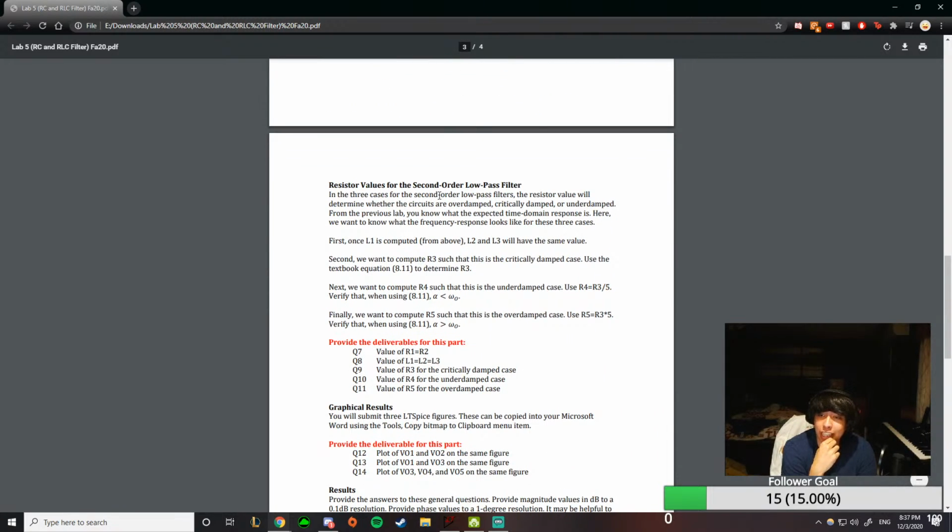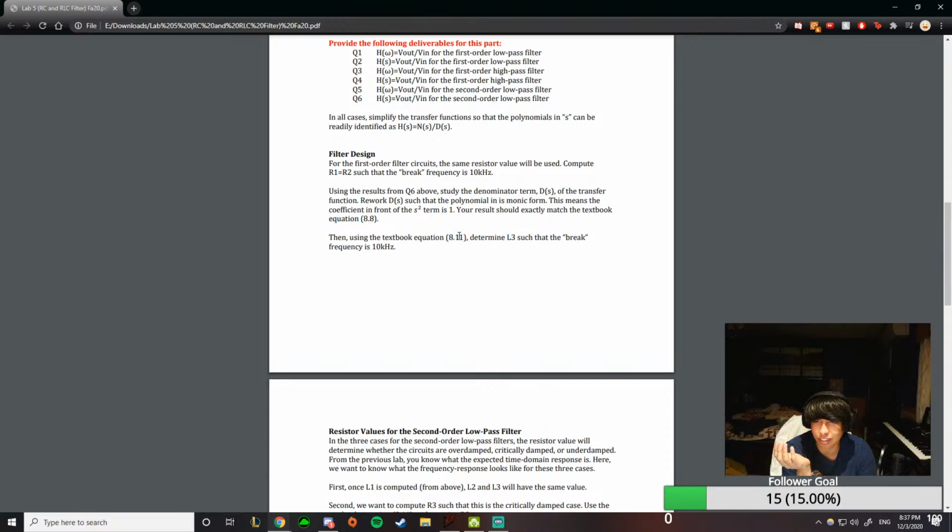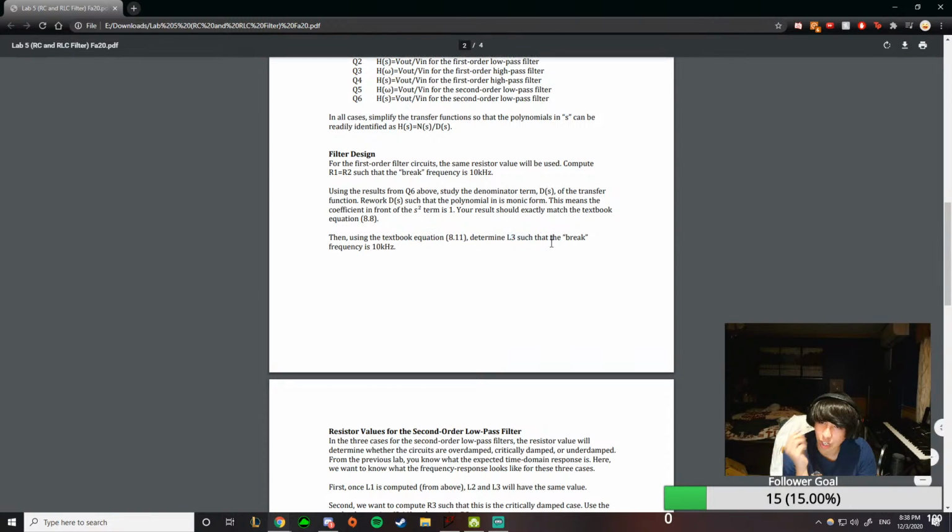And the three cases for the second order low pass filters, the resistor value will determine whether the circuits are over dampened, critically dampened, or under dampened. Okay. From the previous lab, you know what the expected time domain response is. Here, you want to know what the frequency response looks like for these three cases. First, once L1 is computed from above, L2 and L3 will have the same value from above. What? I don't know. Alright, I guess this is another equation. I'll have to look it up.